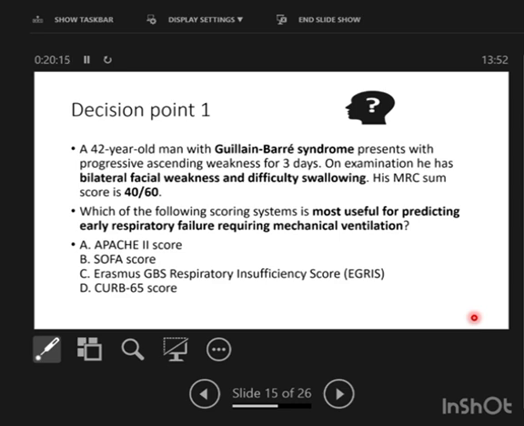So if the patient comes with this, you must be calculating this score. Any answer to this? Bilateral facial weakness, difficulty swallowing, MRC score 40/60: which is the best predictor of early respiratory failure? A, B, C, D. C. So the Erasmus GBS Respiratory Insufficiency Score.